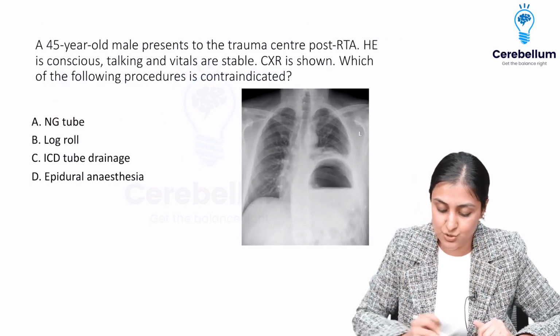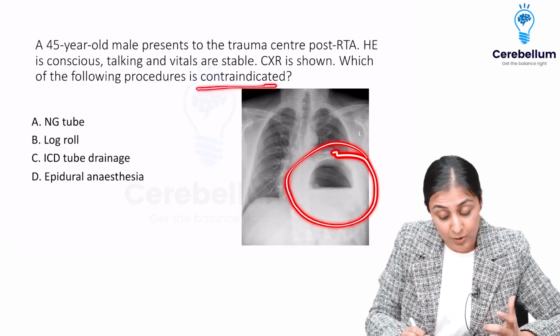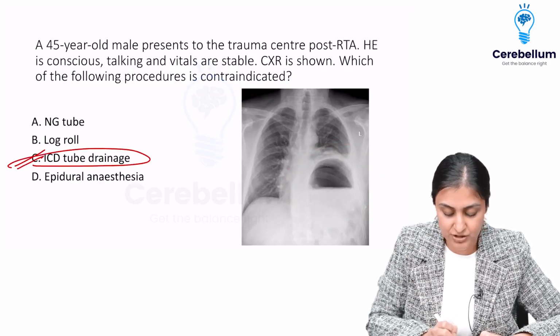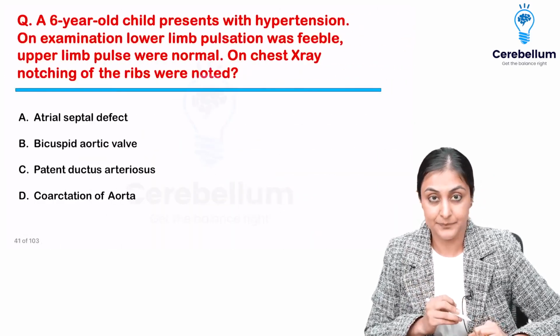45-year-old male presents to trauma center. What we see is diaphragm injury. I already revealed this answer. What is contraindicated? This is diaphragm injury. This is not hydropneumothorax. We will not put an ICD.